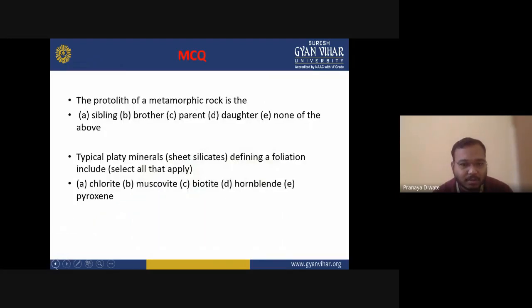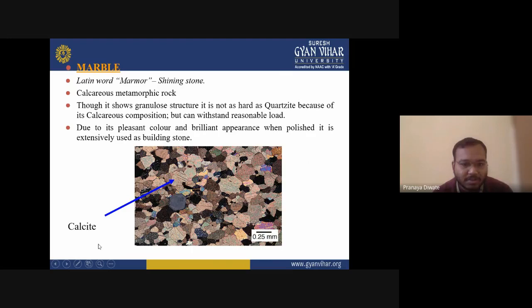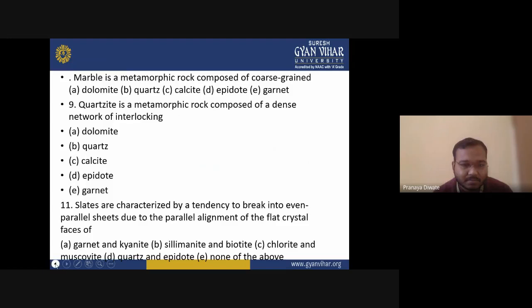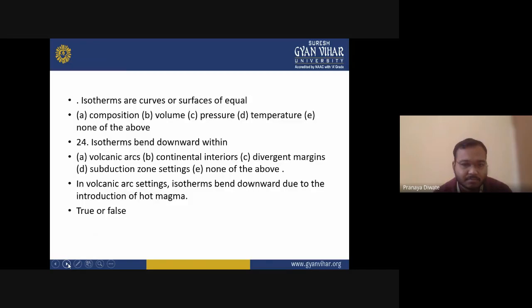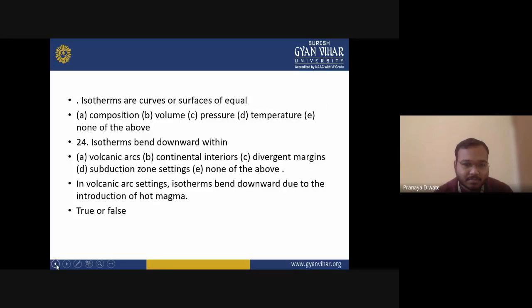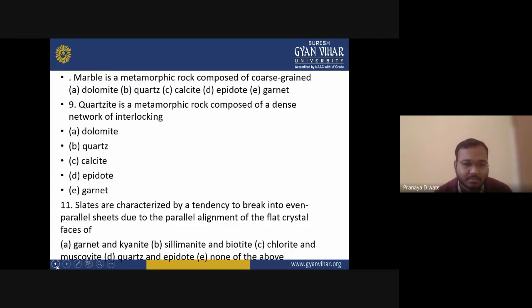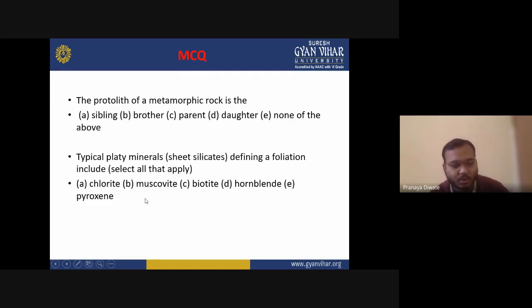So these are the different kinds of rocks. These are your MCQ questions for today's lecture. You can go to these MCQ questions, and they are also available on your LMS.